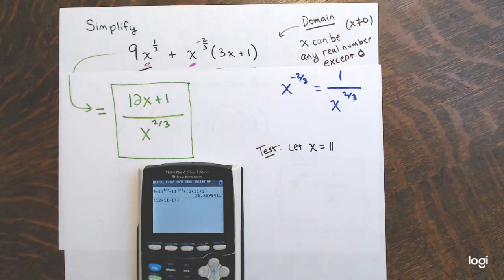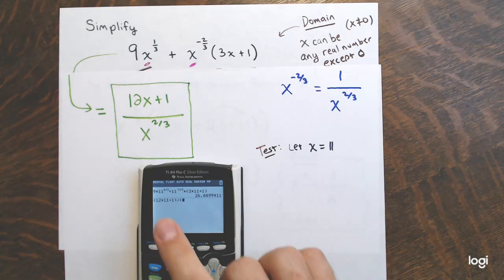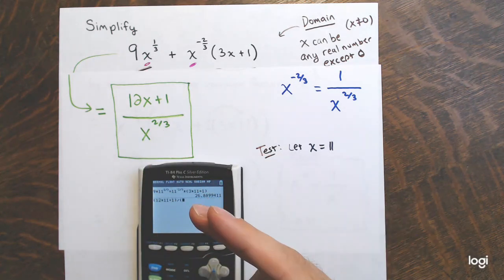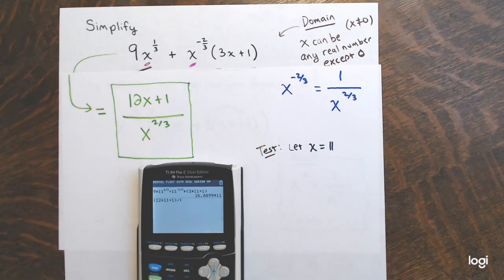Divided by, and then I'll do the same with the denominator. I'll put it in parentheses. I know there's only one term, but I'll just put it in parentheses anyway. And then x to the 2/3, or 11 to the 2/3 power. And if everything I've done is correct, these should be the same value. And look at that, they are, right? 26.88994111, and so on and so on.